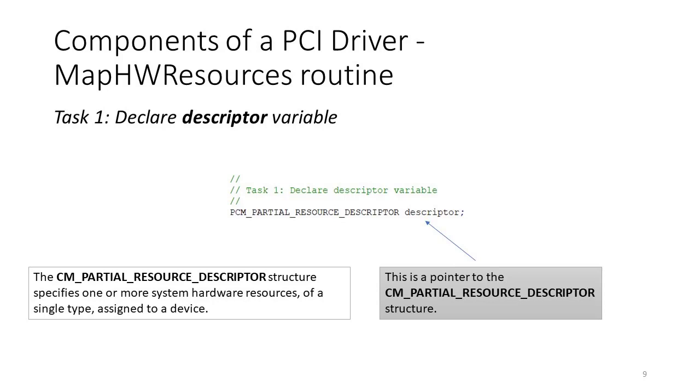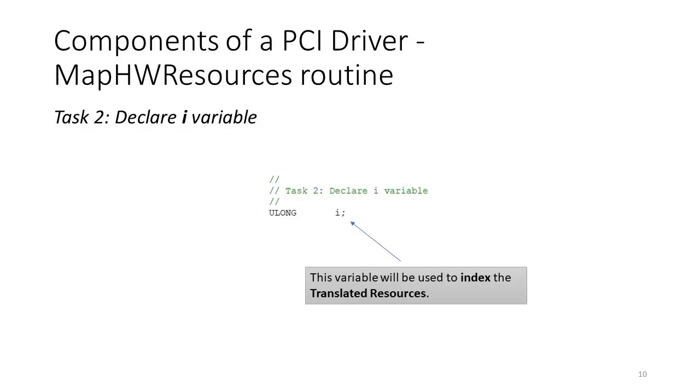Task number 1, declare the descriptor variable. The descriptor variable is a pointer to the CM partial resource descriptor structure. The structure specifies one or more system hardware resources, of a single type, assigned to a device. Task number 2, declare the I variable. This variable will be used to index the translated resources.